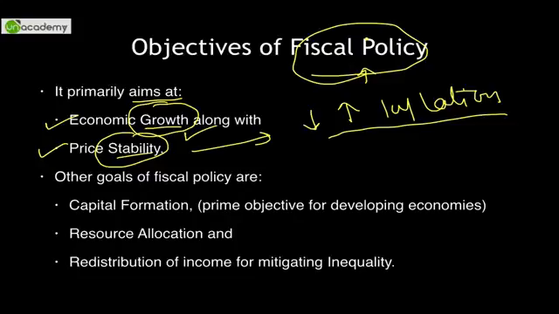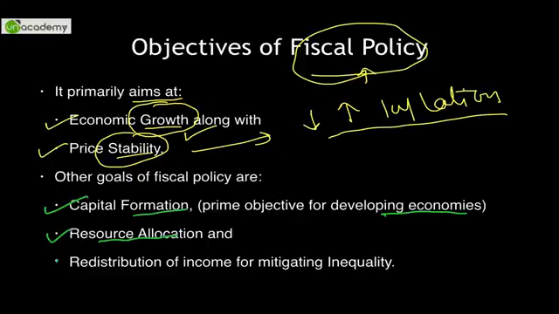The other goals of fiscal policy are, as you can see, capital formation. This is the primary objective for developing economies. Capital formation in terms of building hospitals, schools, health centers, etc. All these are capital formation instances. As soon as the government imposes taxes, it can spend on something like capital formation. Second is allocation of resources. As we discussed in our introductory video about allocation of scarce resources, this can be done by the Government of India primarily through the efficient fiscal policy that it adopts.